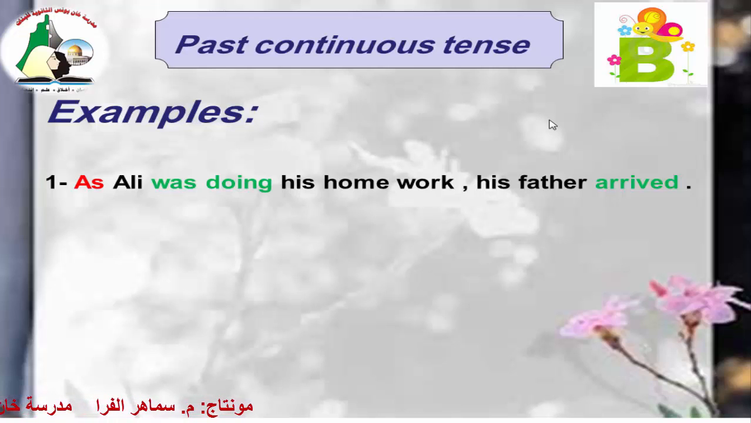So we have two ideas. The first idea is the idea of the continuous action, which was not completed because another action interrupted it. This is the second idea. It is the idea of interruption. Okay, this is the idea of the past continuous. So the first action which began and was continuous, we will use was or were plus ing with the verb. But the verb of interruption is used in the second conjugation, meaning past simple tense. Okay, and this is how we form the past continuous tense.